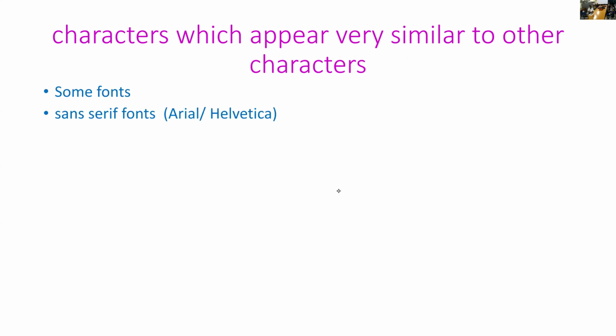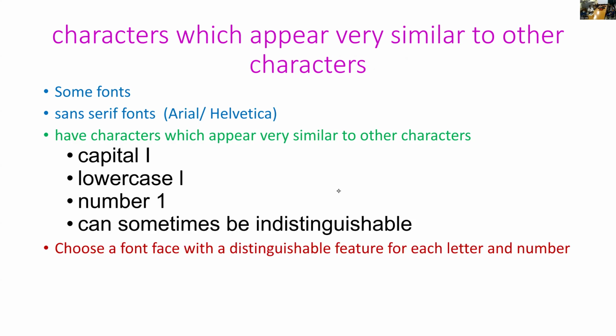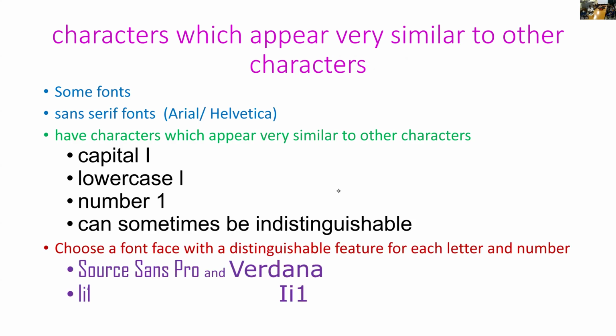Sans serif, unfortunately, everything looks similar. This is capital L. This is lowercase l. This is the number 1. They look very similar, right? So this is Arial. It's indistinguishable. This is Source Sans Pro. This is Verdana.